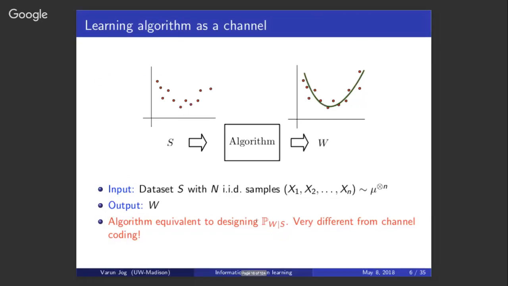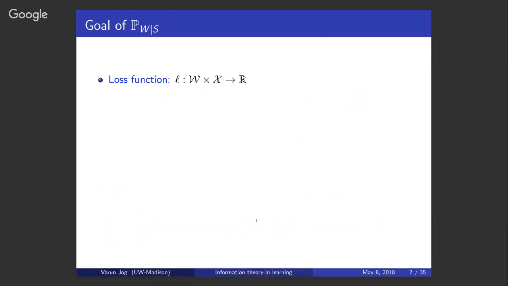So the goal here is to design the algorithm, which is designing the channel. But for what purpose? Well, the purpose is to minimize some kind of loss function. That's what we often do in learning. We design some loss function, then say that we want a bunch of parameters, or we want an algorithm, to be such that this loss function is minimized.